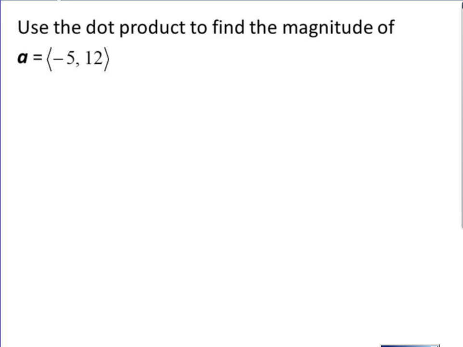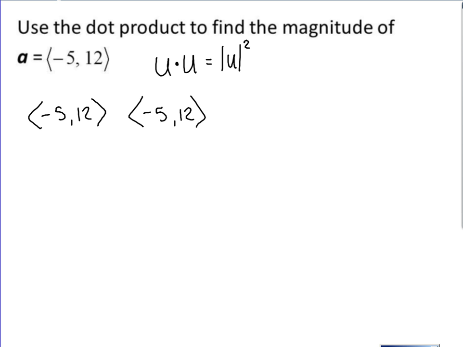So if we use the dot product to find the magnitude, we just said that U dot U is equal to the magnitude of U squared. So if we do U dot U, we have the same vector twice.